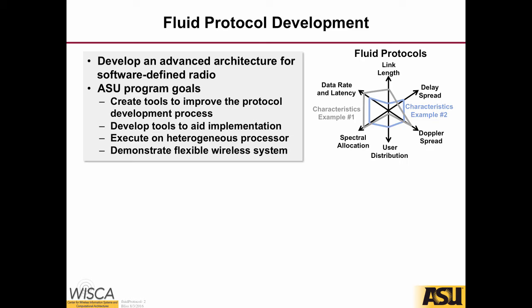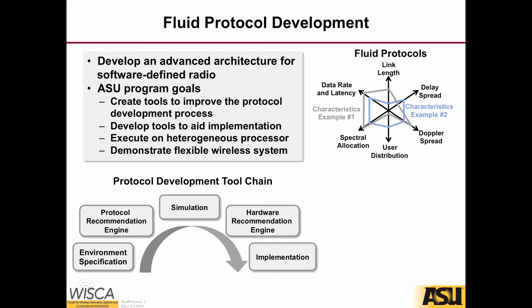In the figure you see, the link length, data rate, latency, delay spread, and Doppler spread all move depending on the environment, and the user distribution and potentially the spectral allocations may also change. As a result, a system that is appropriate for one set of characteristics may not be appropriate for another set of characteristics. In our protocol development toolchain, we first specify the environment in which the protocol needs to operate.